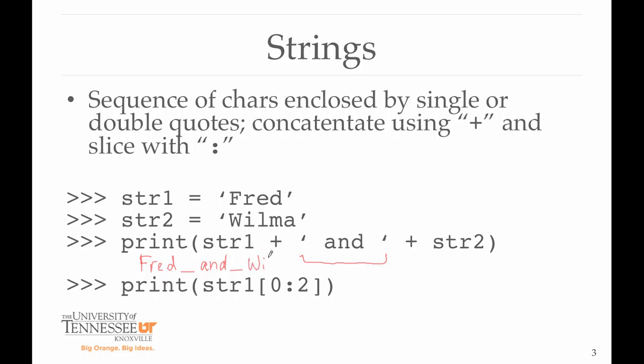So that's what the first print on this slide would produce. Okay, an example of concatenation. And again, that my underline there means space. Now, the second print is an illustration of slicing.